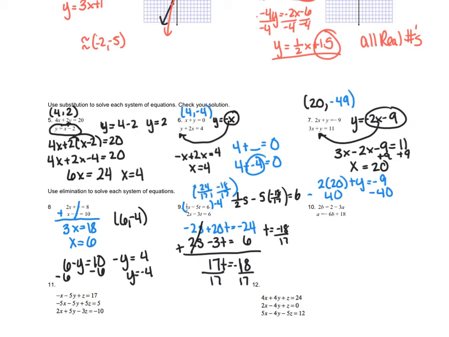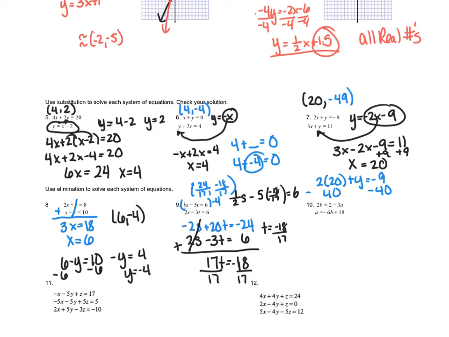For number 10, we're going to go ahead and line up our a's and b's. So we're going to add that 3a. So 3a plus 2b equals 2. Add the 6b. A plus 6b equals 8. All right, so we're going to multiply the top one by negative 3. So that gives me negative 9a minus 6b equals negative 6. We get negative 8a equals 12.